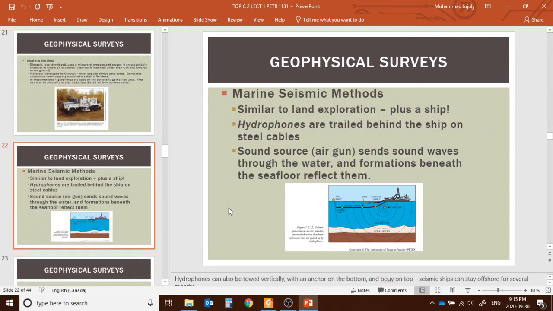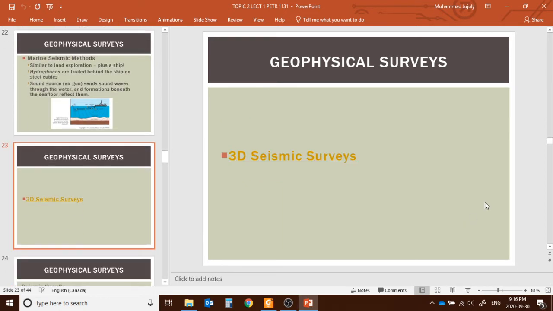As I said, marine seismic methods work in a very similar way. We call these sensors hydrophones. The ships use an air gun to send the sound wave under the ocean, through the water and the formation beneath the seafloor, and when it reflects back, it is caught by these hydrophones, and then we can get the data.